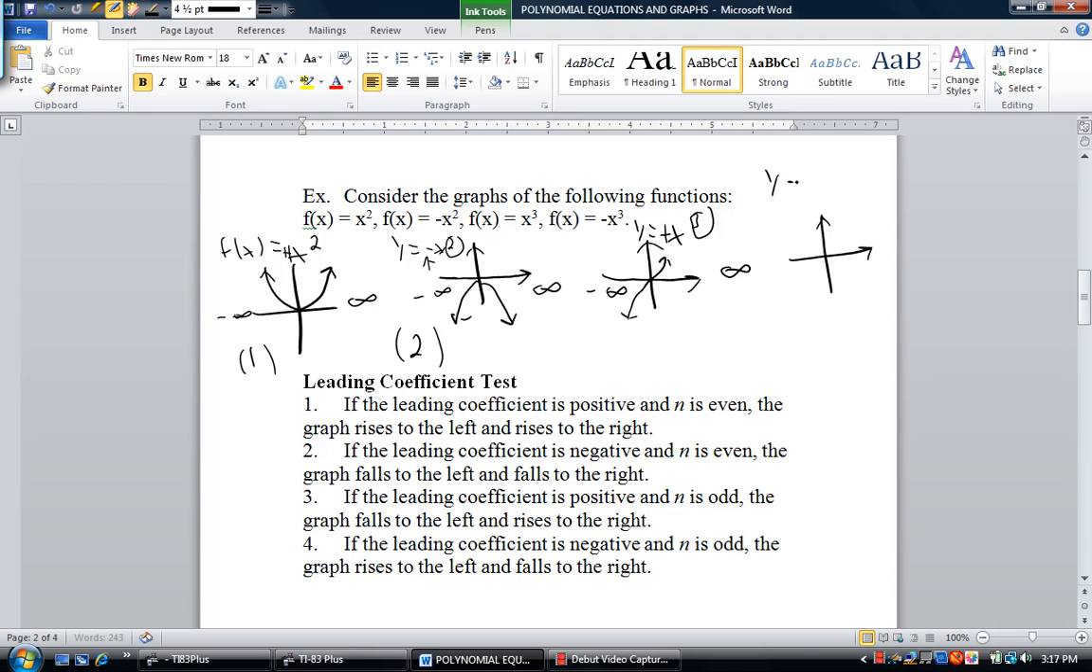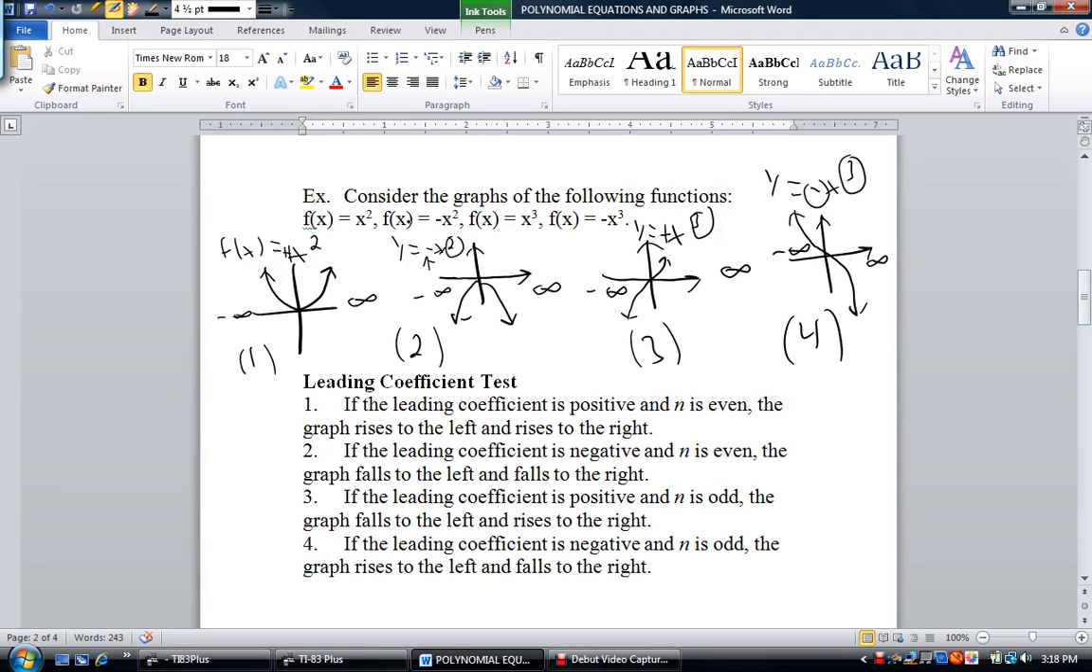Now let's do negative x cubed. It looks something like this. This time it's odd degree, but a negative coefficient. That means it's going to rise as you go to negative infinity or to the left. And as you go to the right or positive infinity, it's going to go down or fall. So this one represents number 3, and this one represents number 4 of the leading coefficient test.